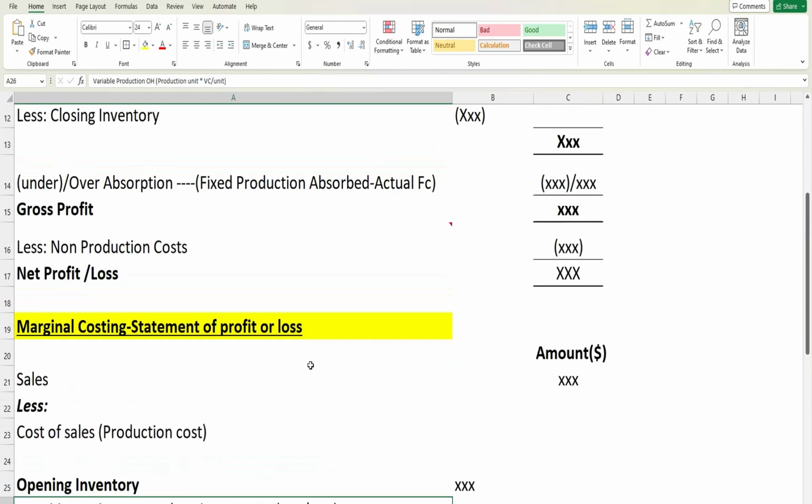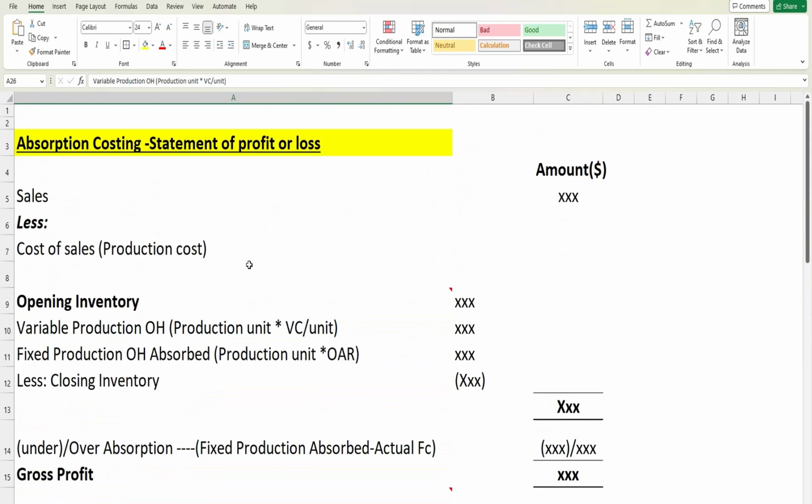But if you look at the absorption costing format, one more line has been added, that of the fixed production overhead absorbed. How we calculate this absorbed one, I have just kept the formula, and to calculate OAR, I explained it in one of my videos. Just go and check it out in the latest playlist of the F2. So this is the difference that you need to remember between these two.